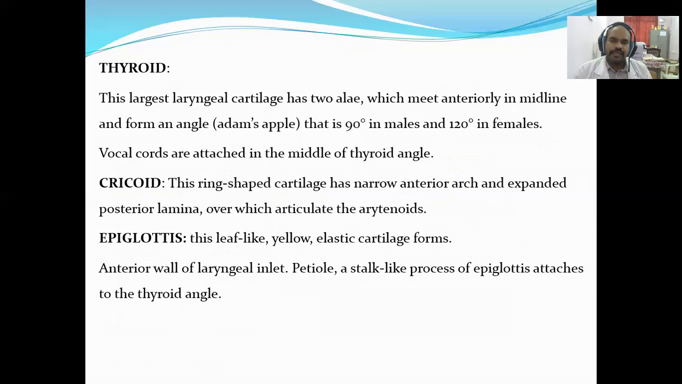The petiole-shaped, stalk-like process of the epiglottis attaches to the thyroid angle. Part of the epiglottis also attaches to the thyroid angle.